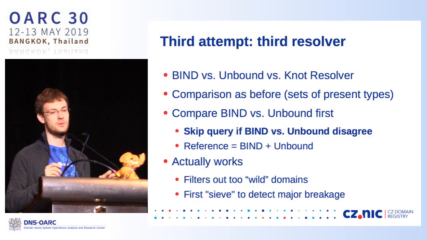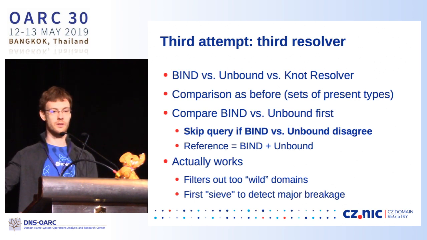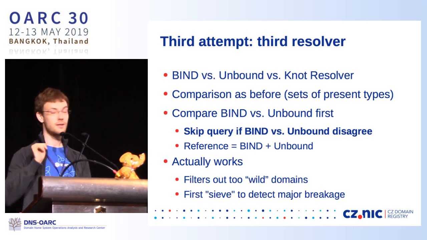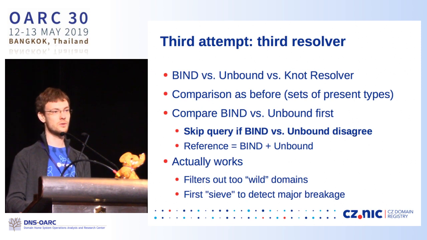So now we are using BIND and Unbound as a reference, throwing away everything which doesn't match for these two, and continuing only with the rest. It turns out that that actually works. It cuts down the number of differences to a number which allows us to draw reasonable conclusions.